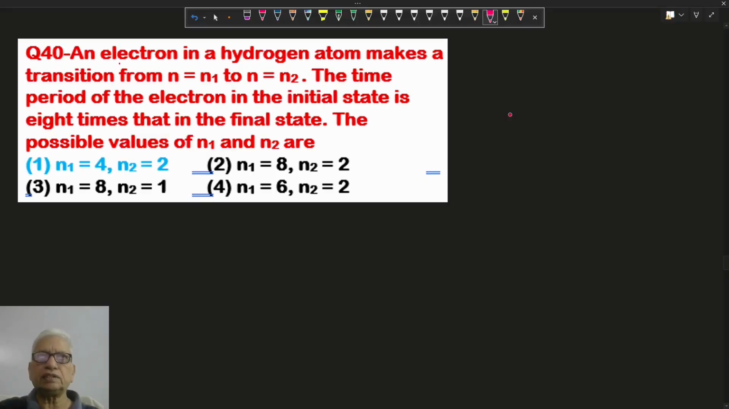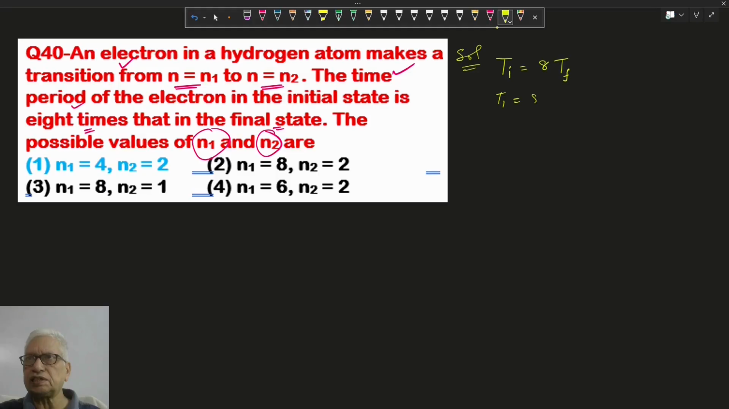In this question, an electron in a hydrogen atom makes a transition from n1 to n2. The time period of the electron in the initial state is 8 times that of the final state. We have to find the values of n1 and n2. Here the time period is given as 8 times the final time period, so T1 equals 8 T2. So this is the relation given.